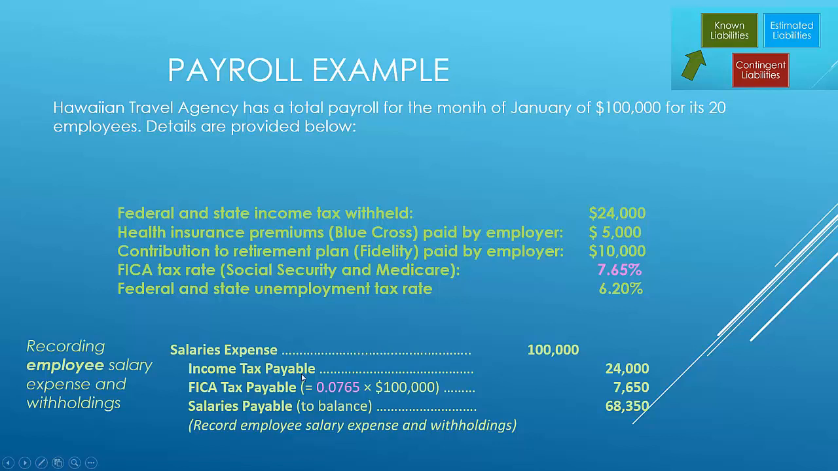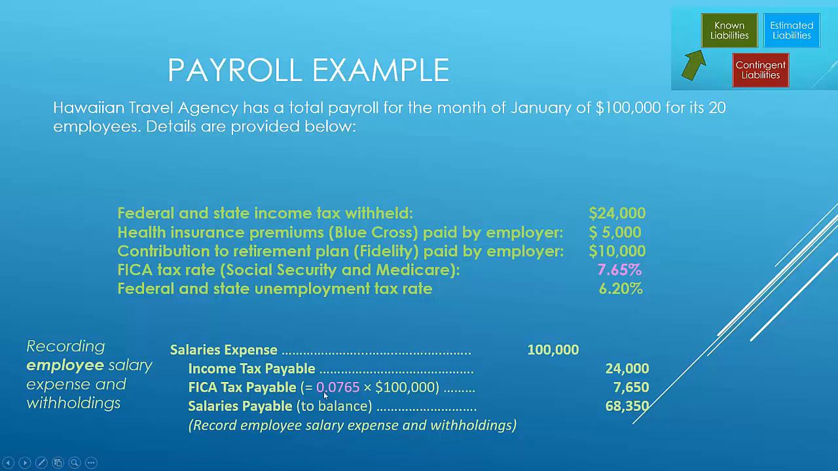So part of that money is going to be put into an income tax payable account, because that's the amount of federal and state income taxes that the employer withheld on behalf of the government. And so they have to withhold that from you and then pay the government. So that goes into an income tax payable account. And the FICA tax payable, similar kind of a situation, that also gets recorded here.